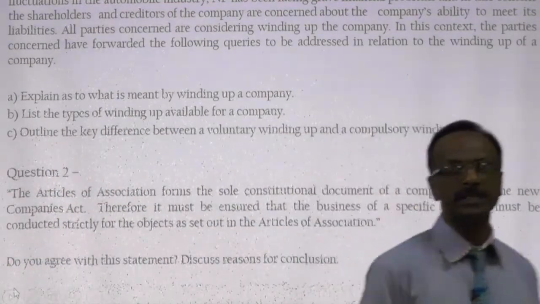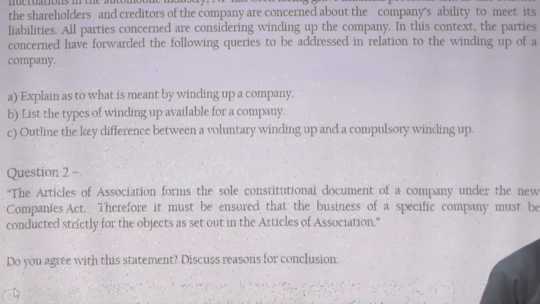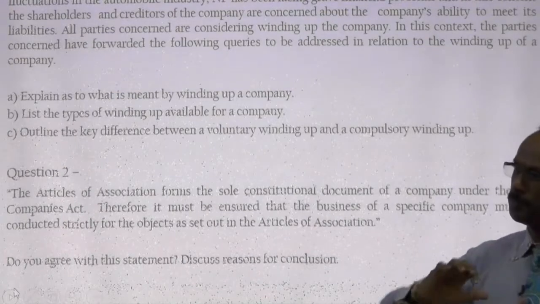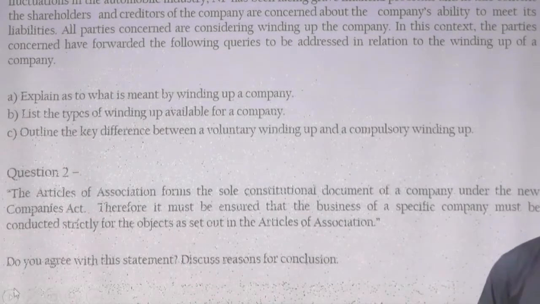even though general articles are followed by different companies for the convenience of constituting a company. But in certain situations, the objects may be different, and the conducting of meetings would be different. So, in that case, you have to find all the details pertaining to a company in its own Articles of Association, or what we call the constitution. Therefore, it must be ensured that the business of a specific company is conducted strictly for the objects as set out in the Articles of Association.